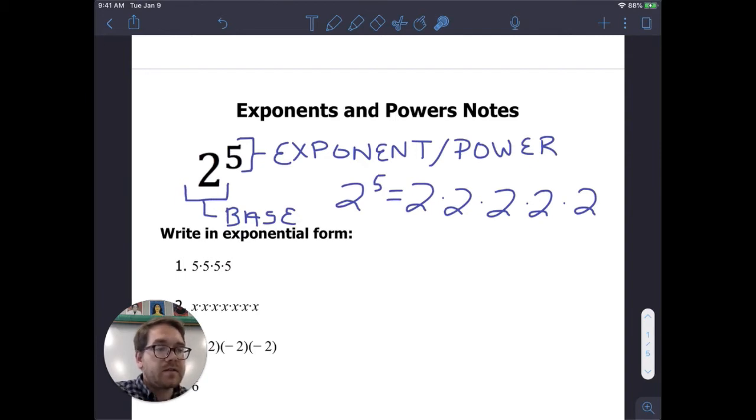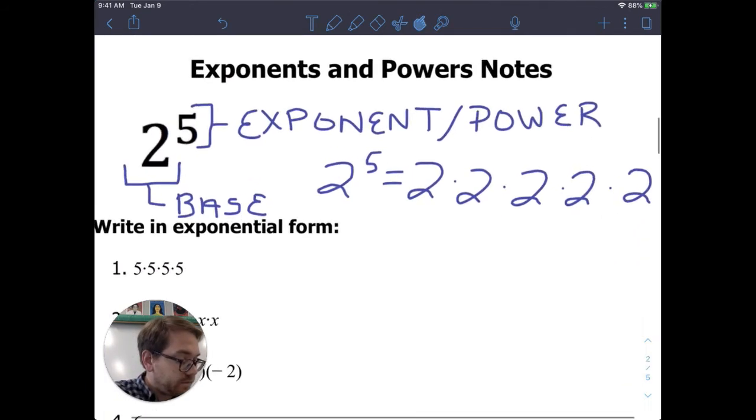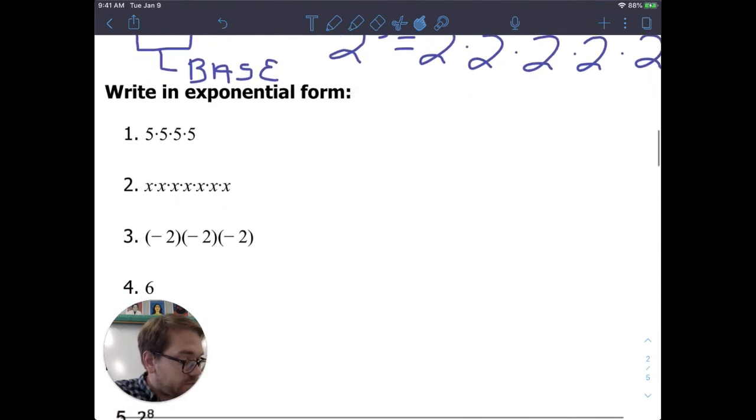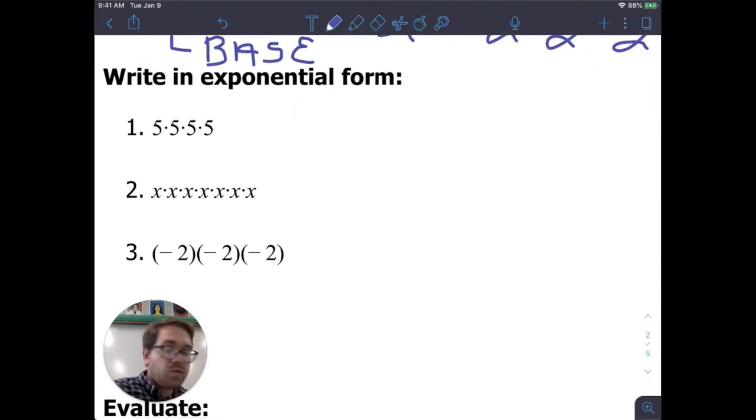So let's look at some examples of how to write using an exponent. Number 1, I have 5 times 5 times 5 times 5. But instead of writing out all those 5's, I want to abbreviate it by using an exponent. So I first want to identify what my base is. Well, the base is the number that's being repeatedly multiplied. So that's 5, the number we're repeatedly multiplying.